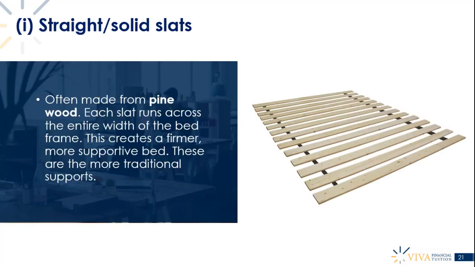Now, there are two varieties of slats that you might come across. The first are what are called straight or solid slats. These are the more traditional and typical slats you will find. These are more common, especially in single beds. They're often made from pine wood, which is much more solid, less flexible. Each slat runs across the entire width of the bed frame, and this creates a firmer, more supportive bed. These are the more, as I said, traditional supports that you will find in beds.